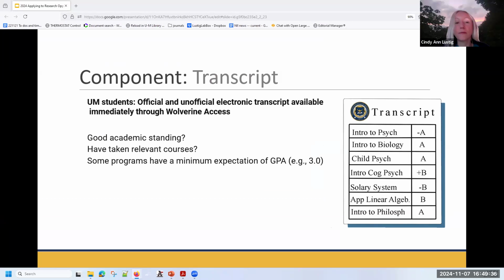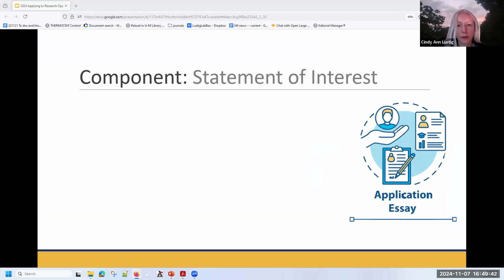Some programs may have a minimum expectation for your GPA. And often there's this application essay. It's a statement of interest.